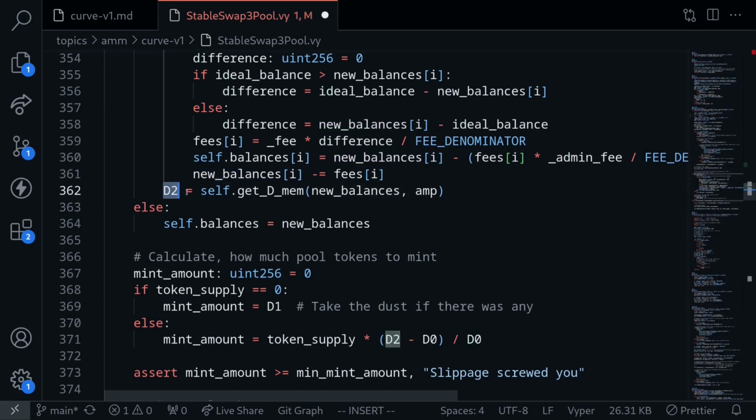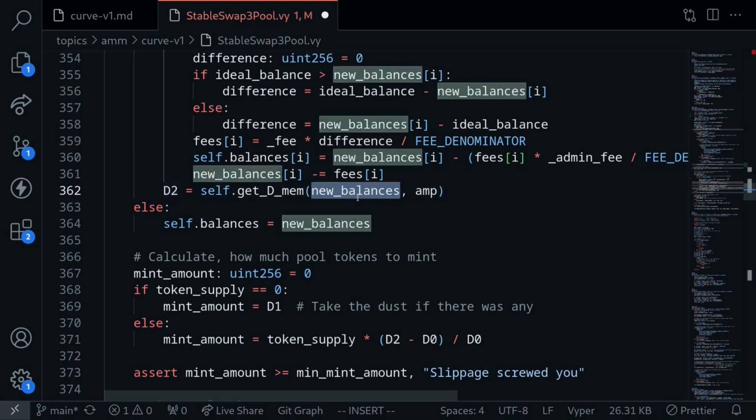So what we did here was we started with the old balance, added the amount of tokens that came in, and then from there, we minus the imbalance fee to get new balances. And from this new balance, we calculate the liquidity again, D2.